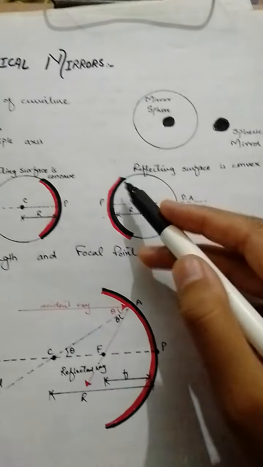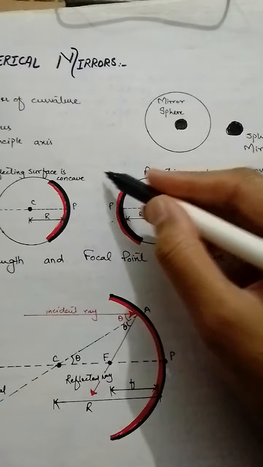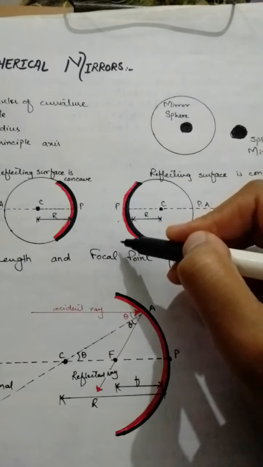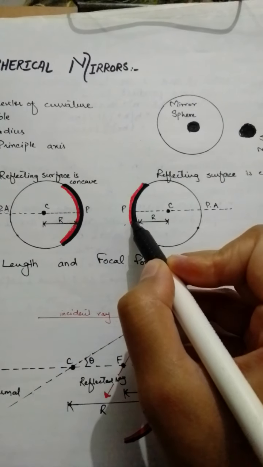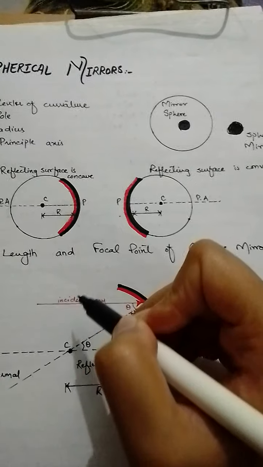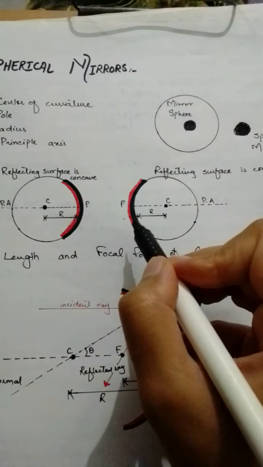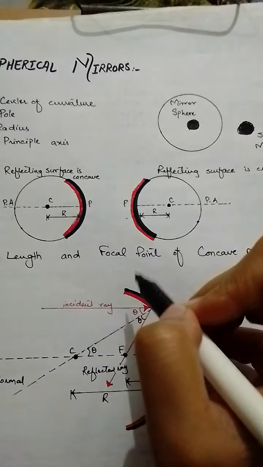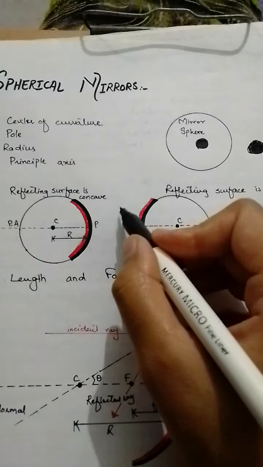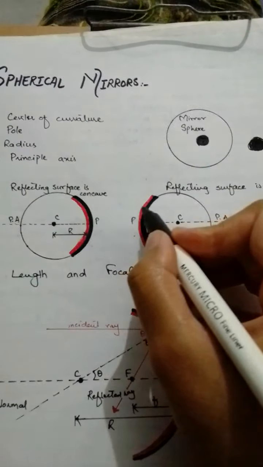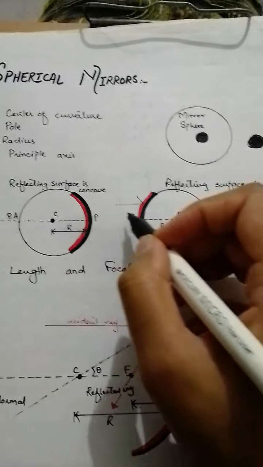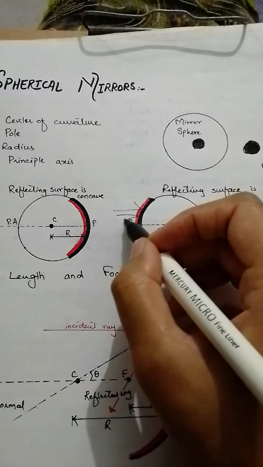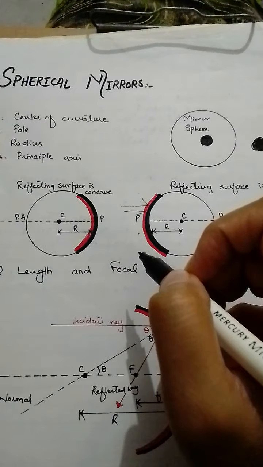Why is it convex? Because it just diverges every ray which falls on it. If a ray falls on this point, it would direct it away from the center. So none of the rays actually meet at any point. Say if one ray falls on this surface, it would be directed in another direction. If some ray falls on this, it would be directed towards this direction.